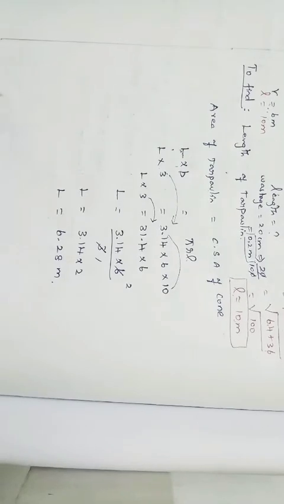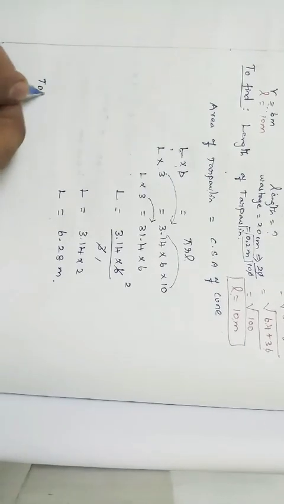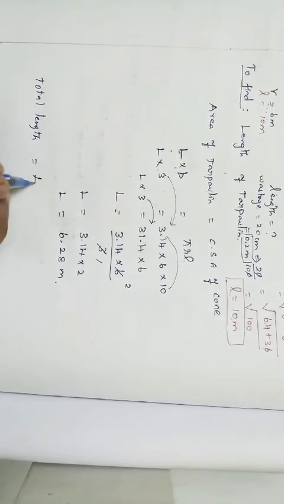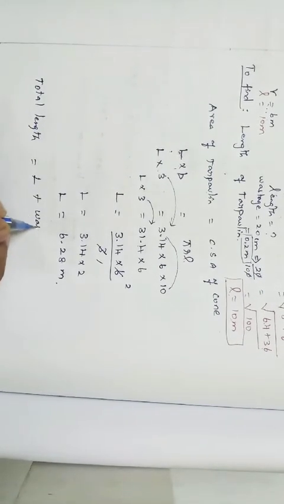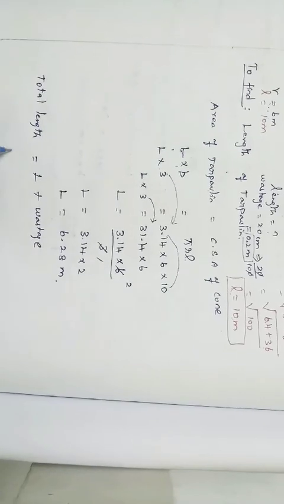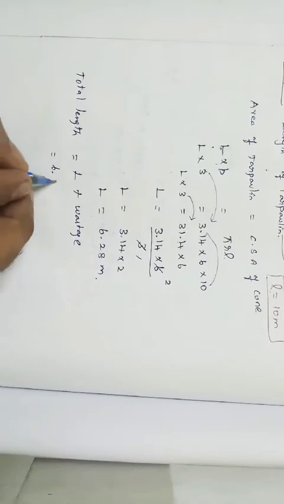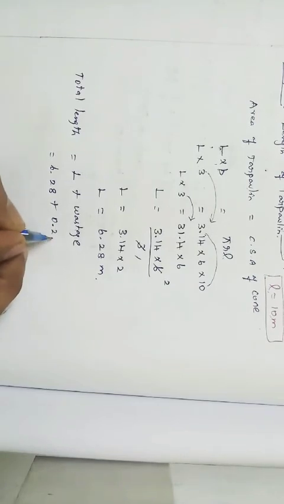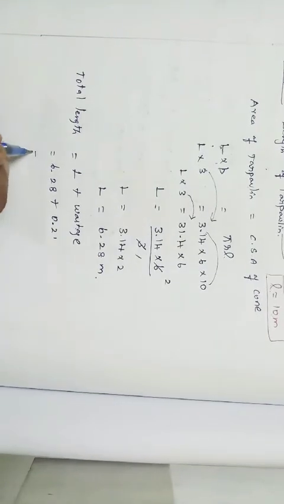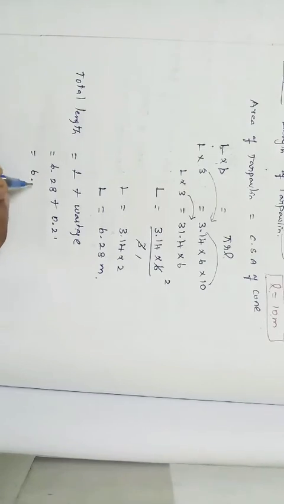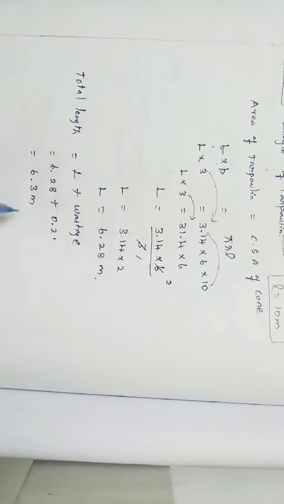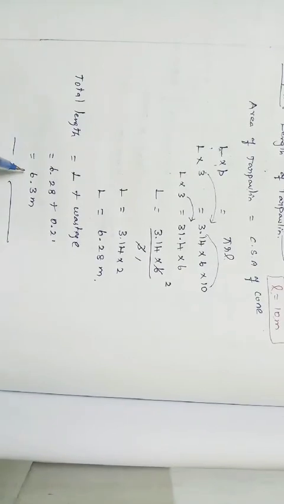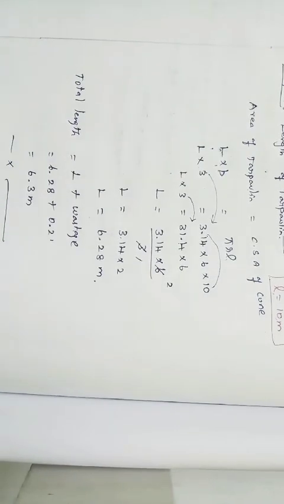6.28 meter. Total length of tarpaulin is equal to L plus wastage, right? So L is equal to how much? 6.28 meter, plus wastage is equal to 0.2 meter. So adding 0.2 meter, we get 6.3 meter. Therefore, the total length of tarpaulin is equal to 6.3 meter. Understood?